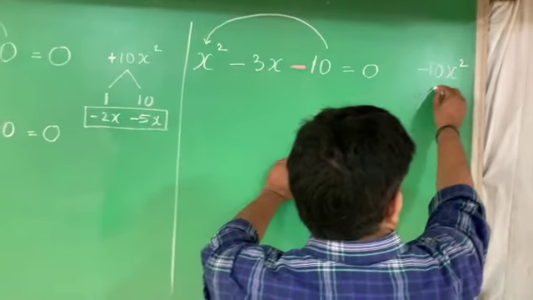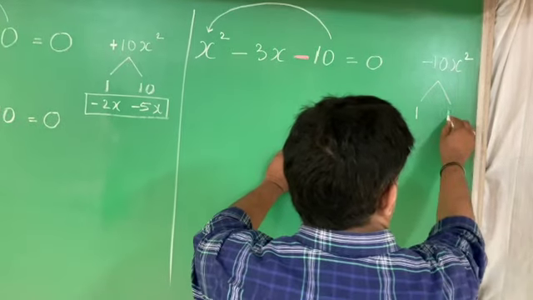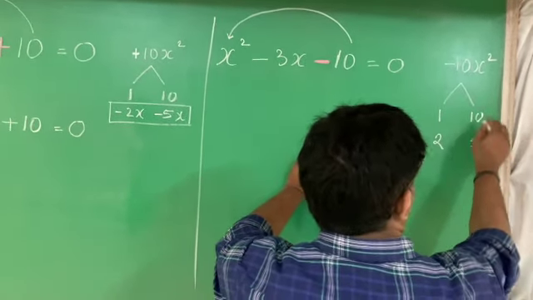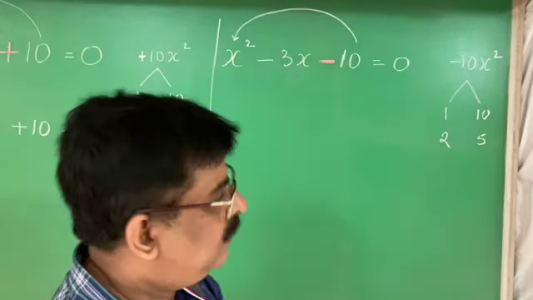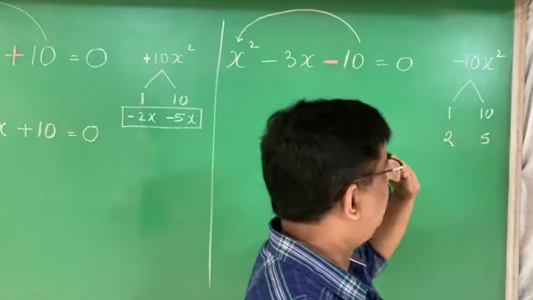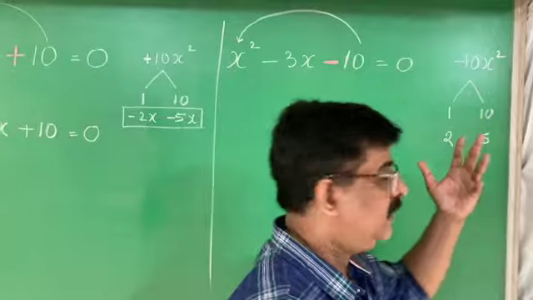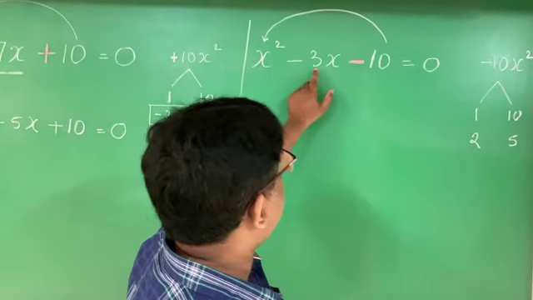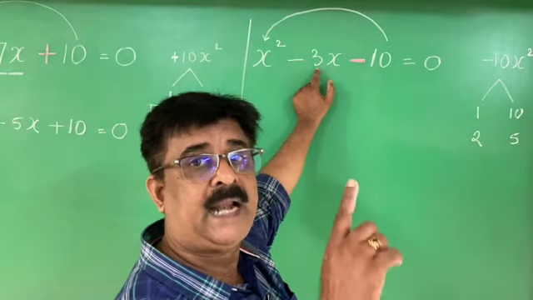You know the factors of 10. 1 into 10 is 10. 2 into 5 is 10. Right? Only 2 pairs of factors. Here, what is the sign here? Minus. You have to get the linear term by subtraction.